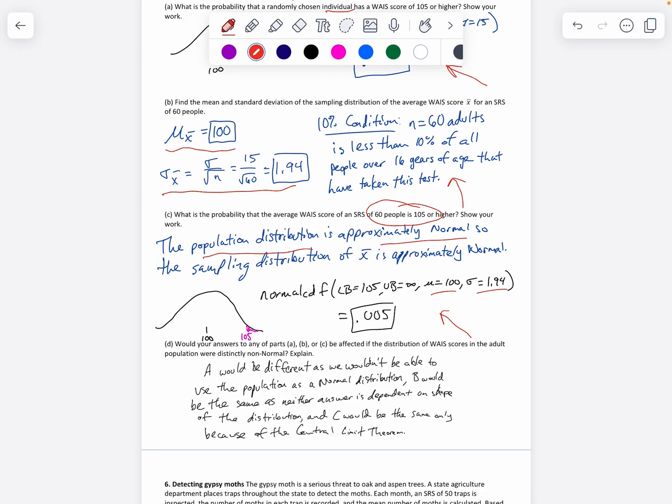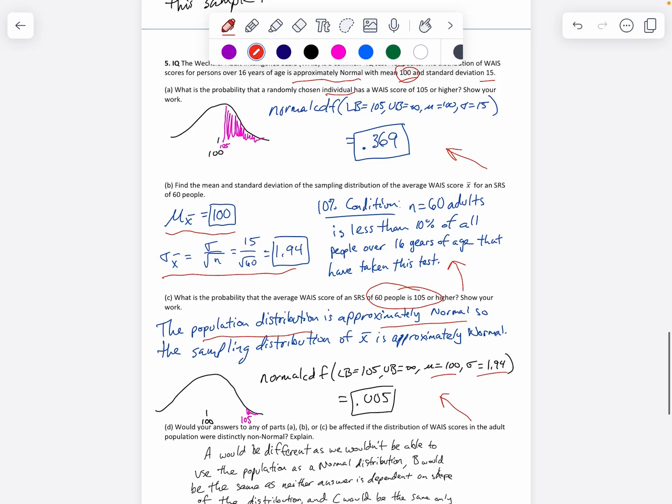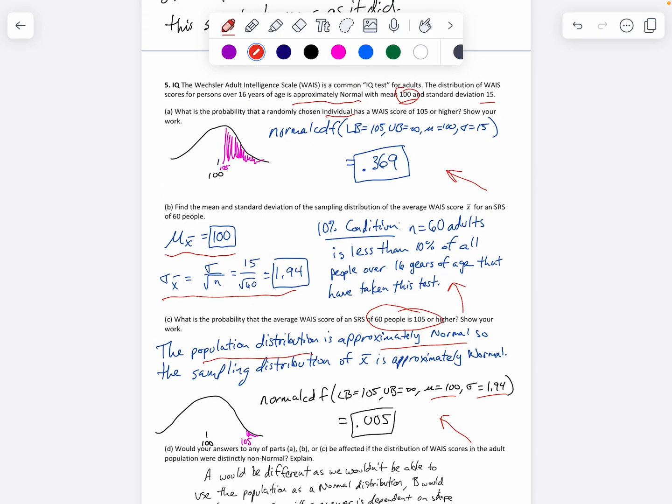Would your answers to A, B, or C be any different if we didn't know that the population was approximately normal? So C would still be the same, because 60 people is covered by CLT, the central limit theorem, so C would still work. B doesn't have anything to do with the population being approximately normal, so B is unaffected. A would be wrong, though. We would not be able to do A.